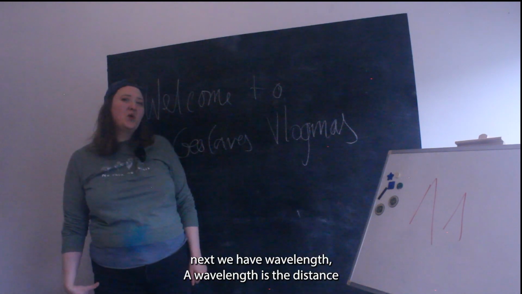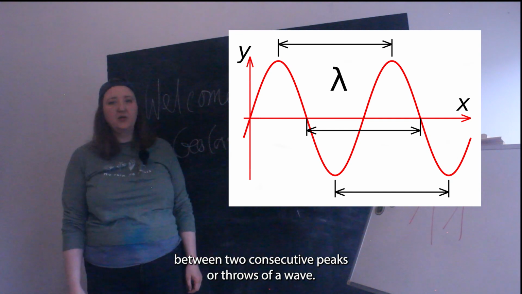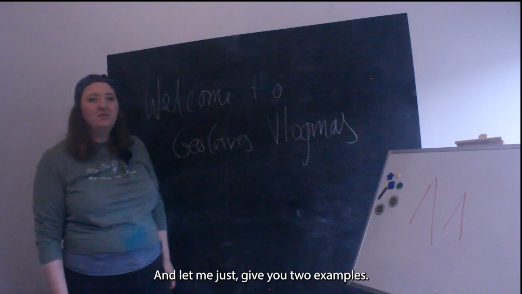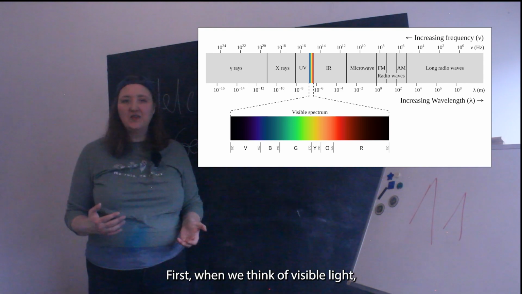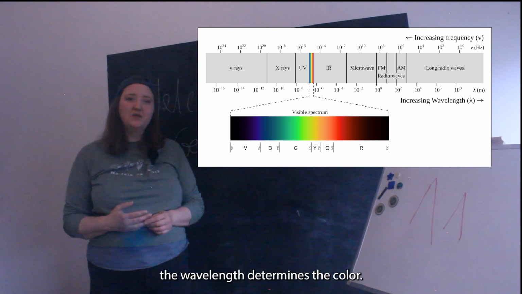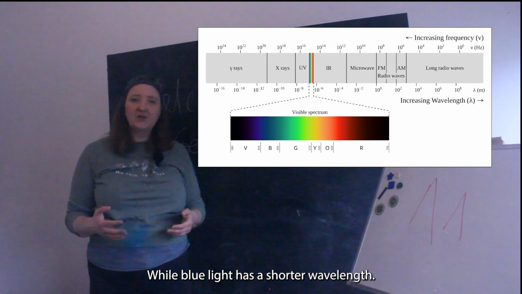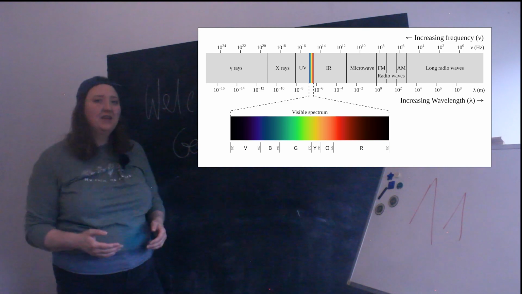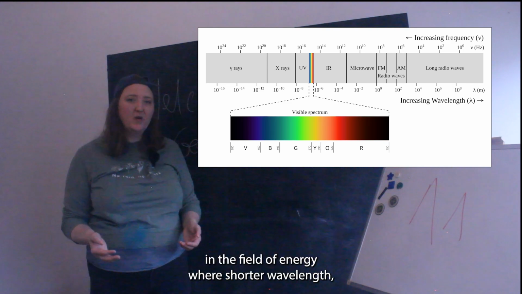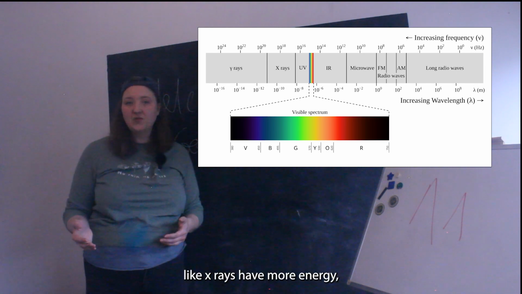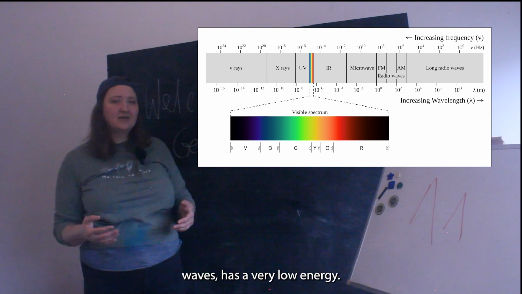So, next we have wavelength. A wavelength is the distance between two consecutive peaks or troughs of a wave. And let me just give you two examples. First, when we think of visible light, the wavelength determines the color. Red light has a longer wavelength, while blue light has a shorter wavelength. Secondly, in the field of energy, shorter wavelengths like X-rays have more energy, while longer wavelengths like radio waves have very low energy.